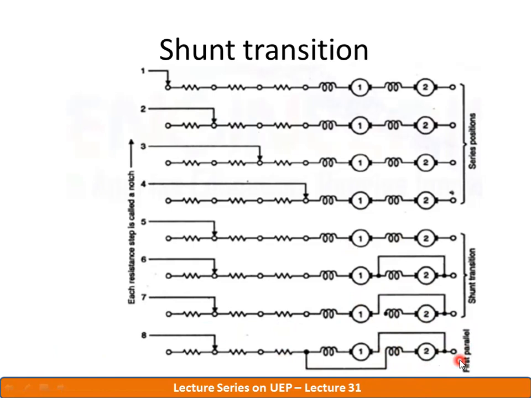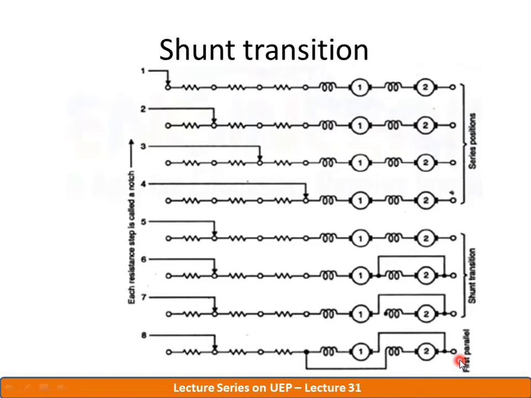The main demerit of the shunt transition method is that when it is switching from series to parallel operation, it introduces a jerking effect. This jerking effect causes mechanical imbalance and vibration, inconvenience to the passengers, and it reduces the life of the bearings.